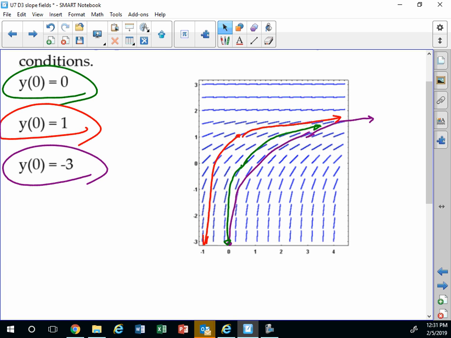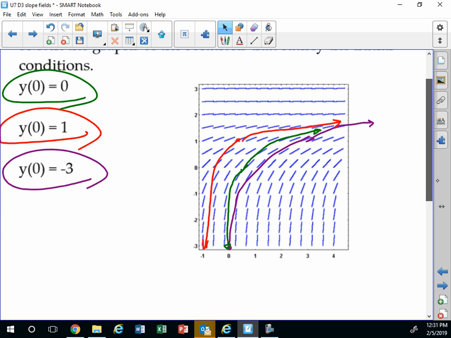Hey, I have a question. When you integrate e, well, technically 1 over e is what you're going to be integrating, right? Because it's e to the negative y. When you integrate, wouldn't it look like a log? Yes. I was looking at the log graph.